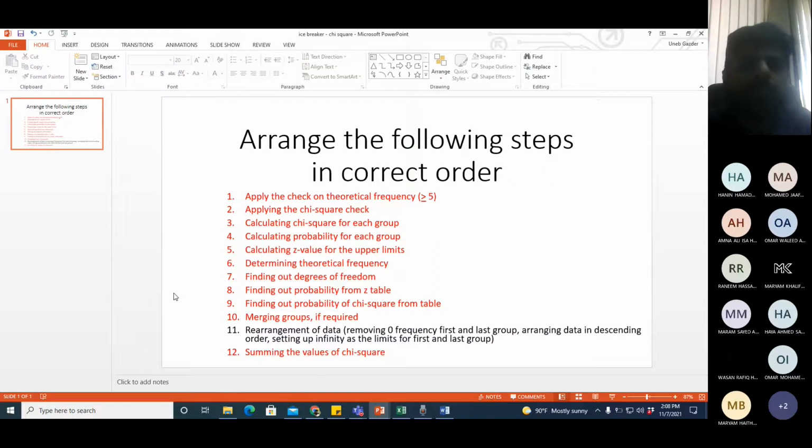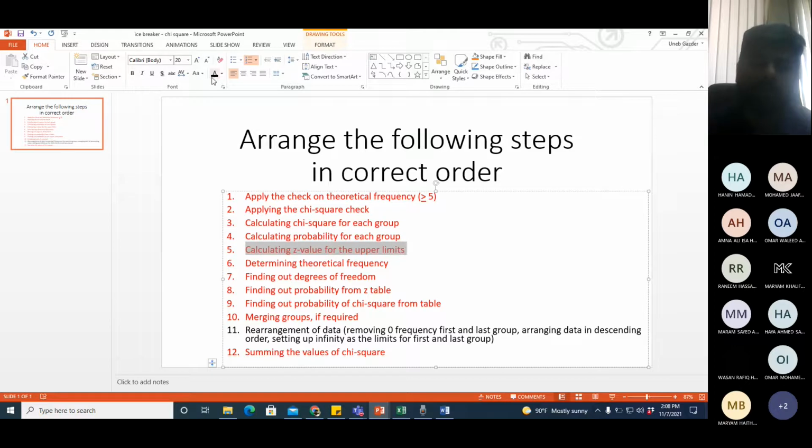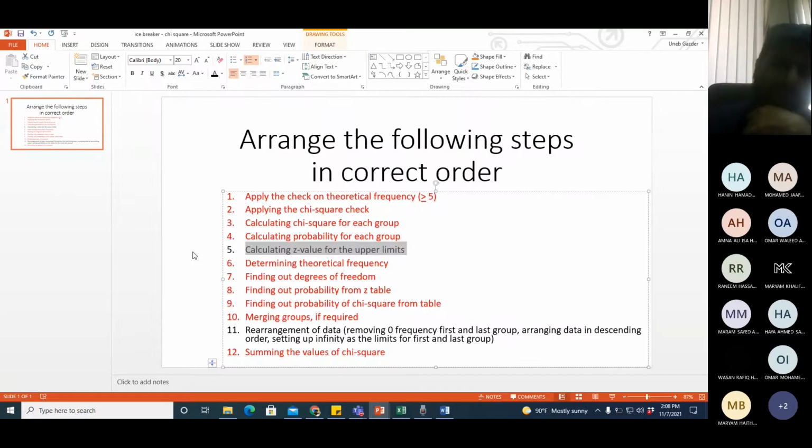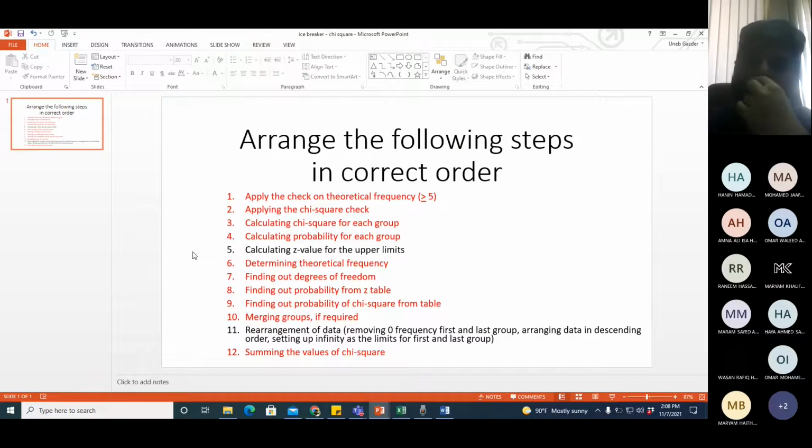Five. What is 5? Yeah, calculating z value for the upper limits. Yes, good, correct. So you take the upper limit of each group and calculate its z value, which is value minus mean upon standard deviation. Okay, next, after you get the z value, what do you do?